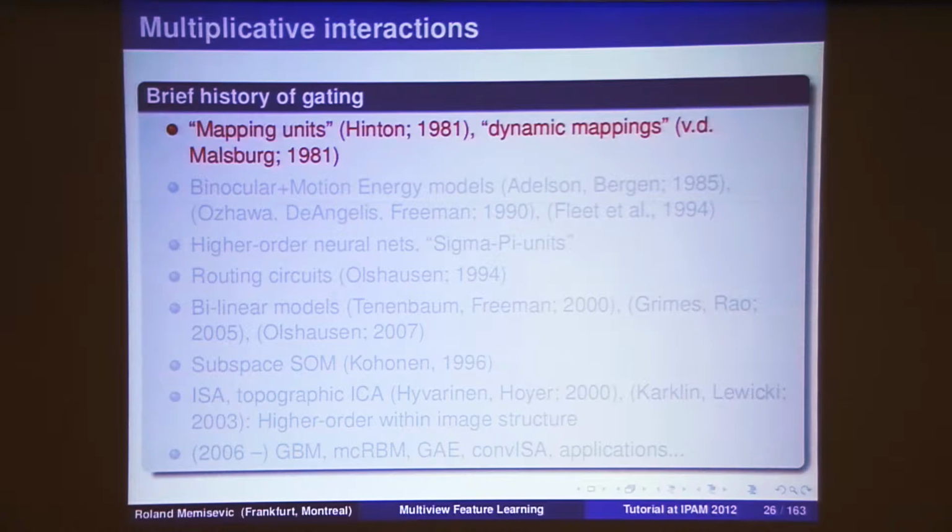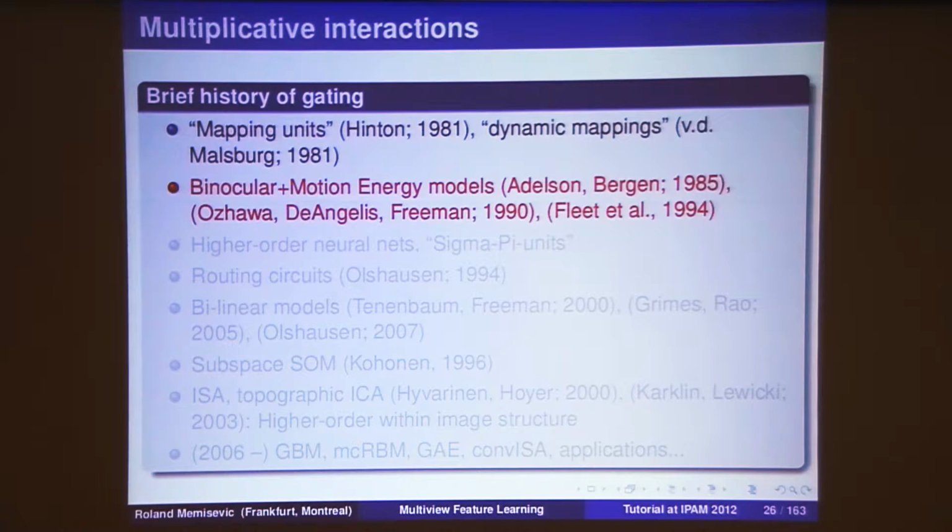Here's a very, very brief history of this gating idea. Some of the early proposals were by Jeff Hinton and, at about the same time, by Christoph von der Malsburg, who called these mapping units or dynamic mappings, respectively. These are little variables that can gate the other connections. Then, a few years later, people were looking at energy type models, complex cell models, where you compute sums over squares of inputs. And throughout the talk, I'm going to show that these are actually doing the exact same thing as learning little mapping units.